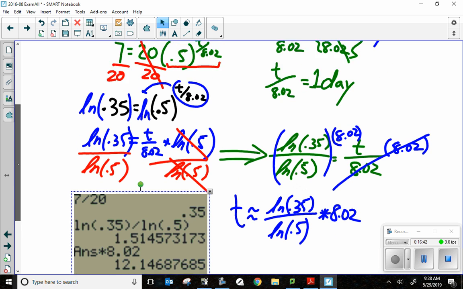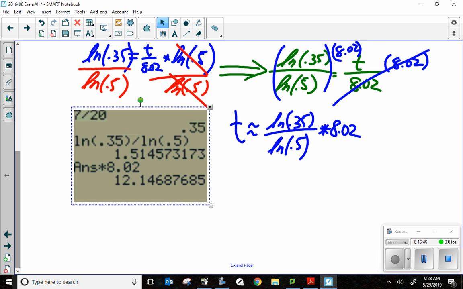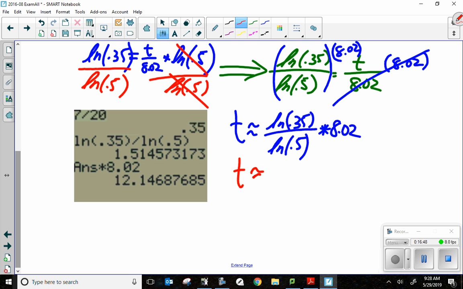12.14687, etc. They want that to the nearest day. So t is approximately 12 days. Because this is going to round, that is going to stay at 12 because the number after it is less than 5. There you go.